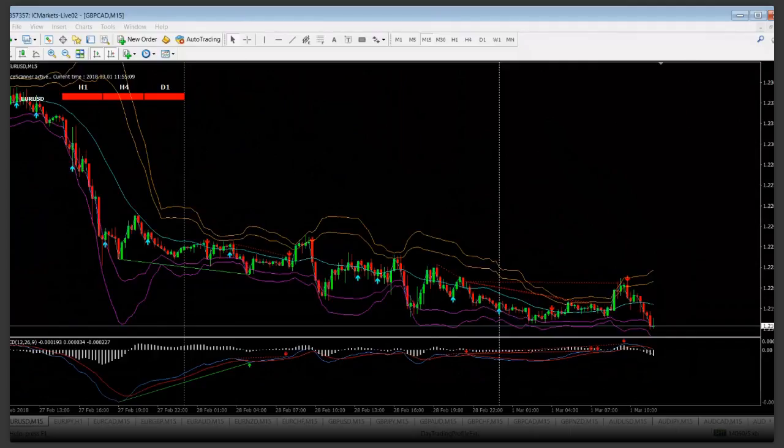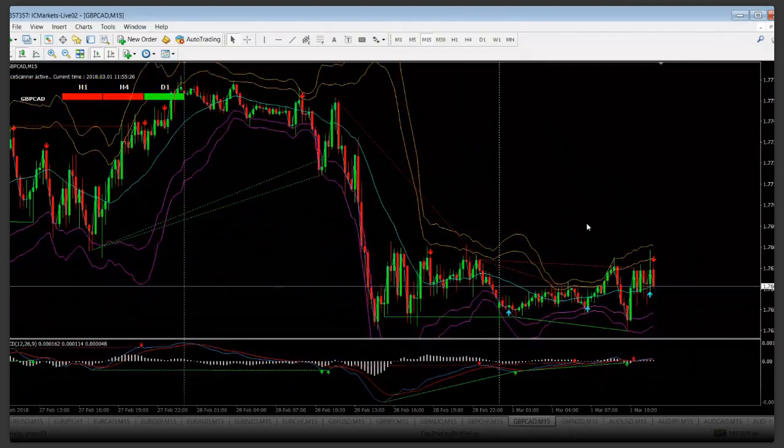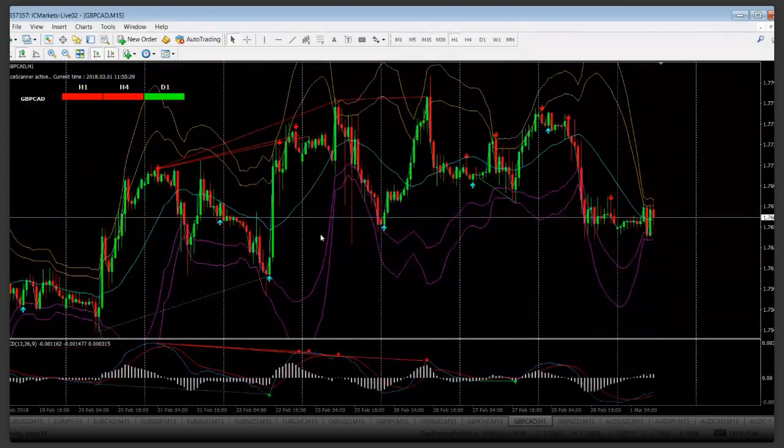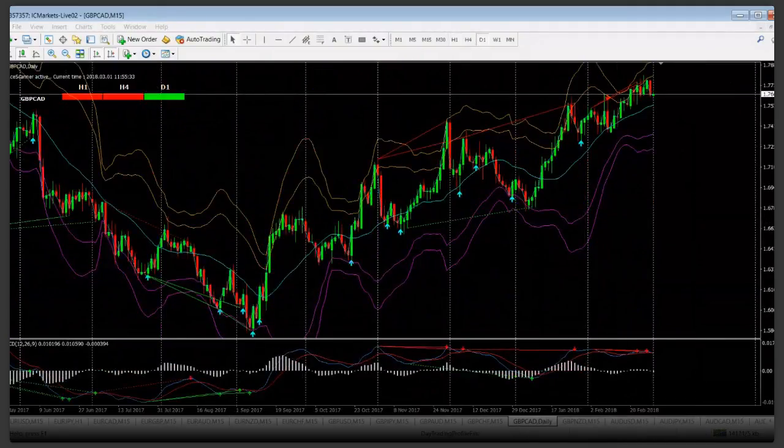Just waiting for signals to come in. So selling the British pound CAD. Yeah, I'm just looking at the higher time frames and liking this to go up, going with the daily trend.